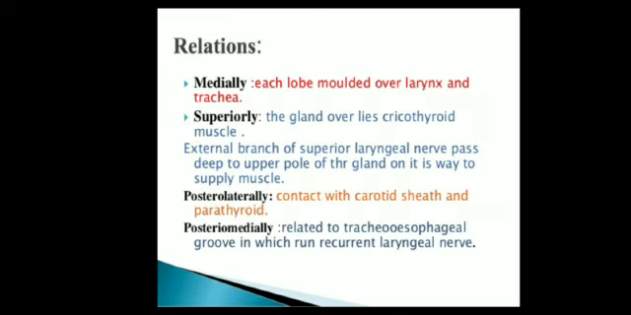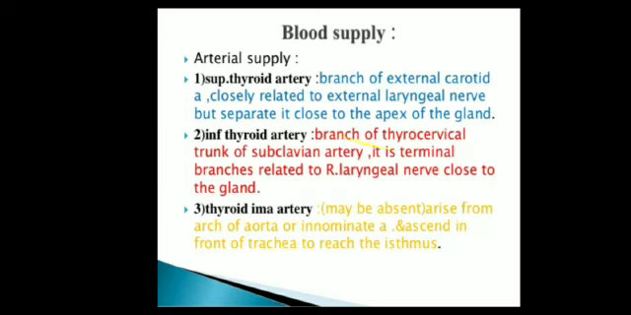Next, we'll be discussing the relations. Medially, each lobe is molded over the larynx and trachea. Superiorly, the gland overlies the cricothyroid muscle. The external branch of the superior laryngeal nerve passes deep to the upper pole of the thyroid gland on its way to supply the muscle. Posterolaterally, it is in contact with the cricoid sheath and parathyroid. Posteromedially, it is related to the tracheoesophageal groove in which runs the recurrent laryngeal nerve.